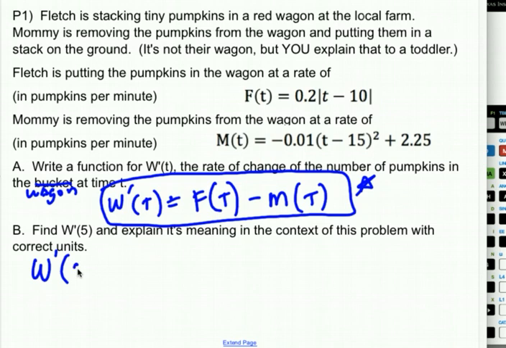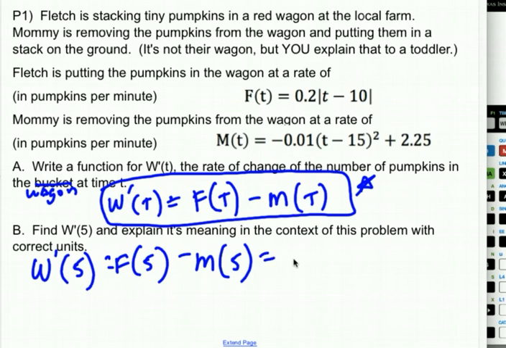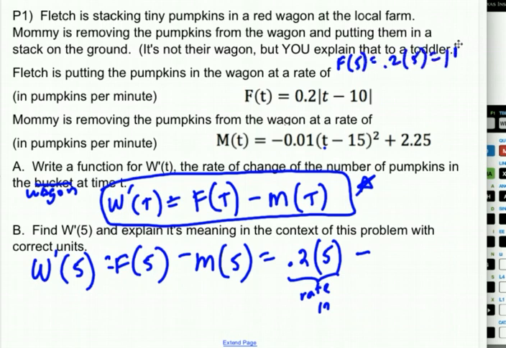So w prime of 5 is going to be f of 5 minus m of 5, right? Well, f of 5 is going to be 0.2 times a positive 5, because it would be negative 5 inside an absolute value. So this is the rate in, minus m of 5. It might be worth you separately finding these two. f of 5 was 0.2 times 5, which is 1 pumpkin per minute.